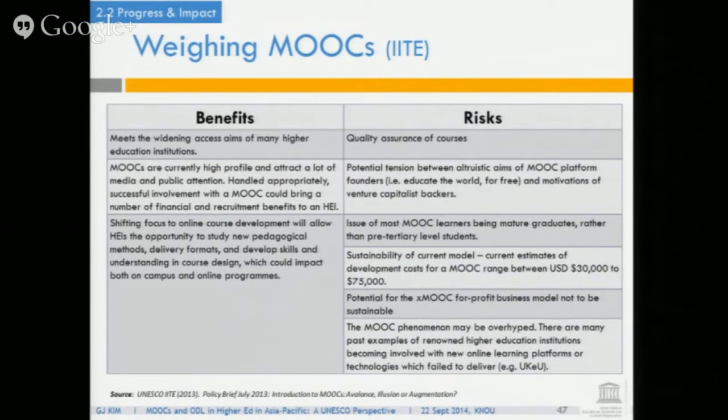So I'm not going to explain this. It should be self-explanatory, except for one point. If you look at the risk, the MOOC phenomenon may be overhyped.